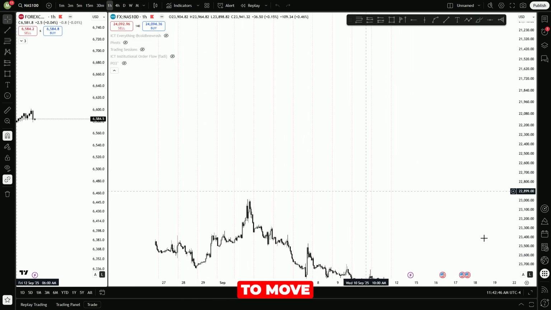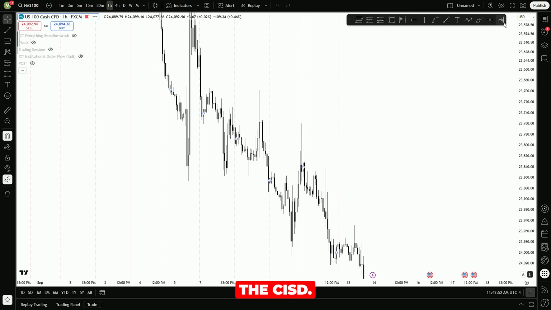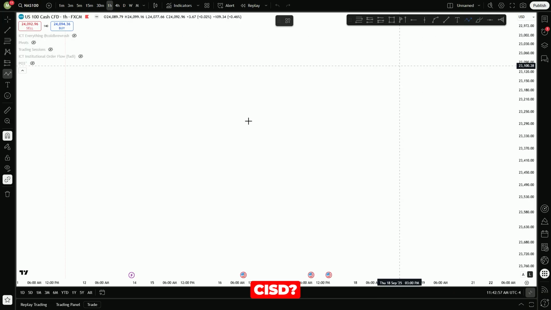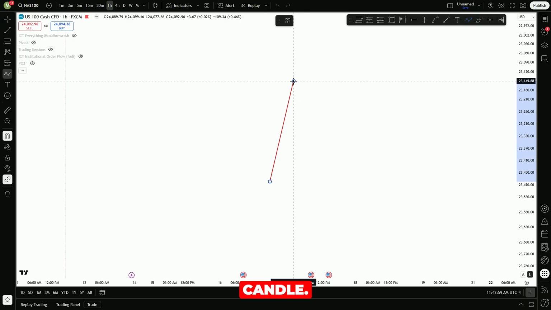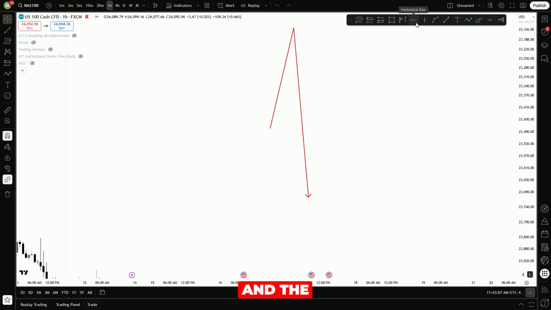So now we're going to move toward another concept, which is the CISD. Now what is the CISD? The series of last close candles is disrespected by displacement. Displacement and market structure shift are like the same, but CISD is the advanced concept, where you wait at the market structure shift to come back into some sort of FVG and all of that.